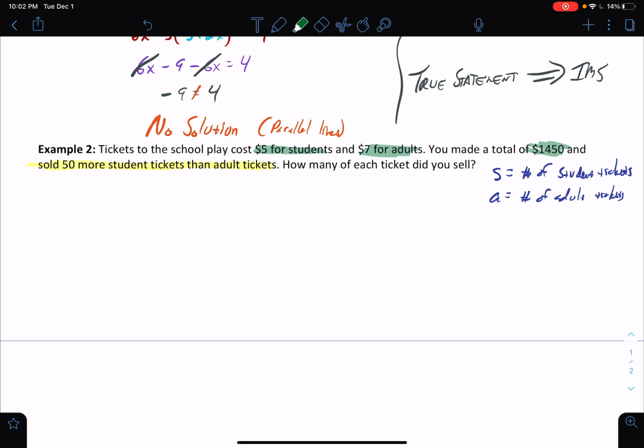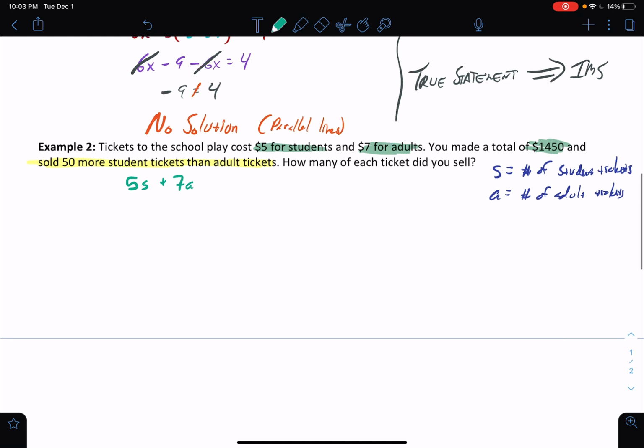We made $1,450. Okay, so the equation of that line is going to look like I take $5 per the number of student tickets that I bought, plus $7 times the amount of adult tickets that I bought or sold. And if I take the amount from the students and the amount of money from the adults and add them together, I'll get the total amount. Okay? So this is the equation that deals with the money.